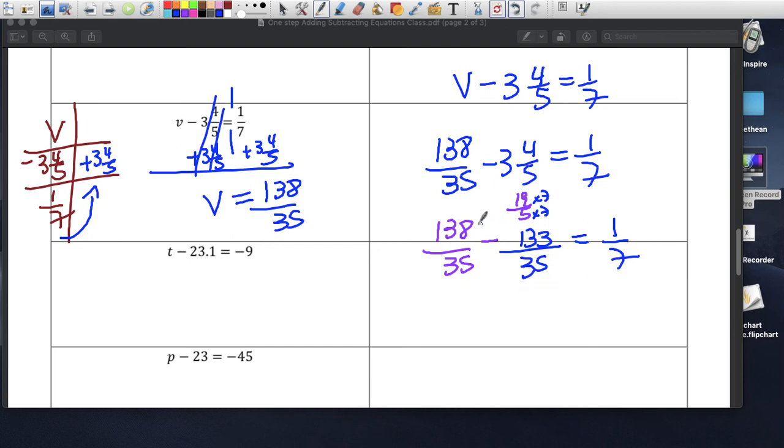So let's see. 138 minus 133 is 5, and then over 35 equals 1/7. Is 5 over 35 simplified equal to 1/7? Yes, it is, because if I divide top and bottom by 5, I get 1/7. So we're good.